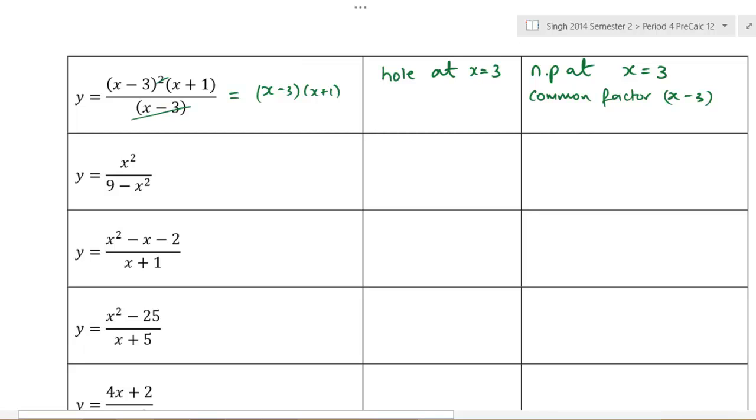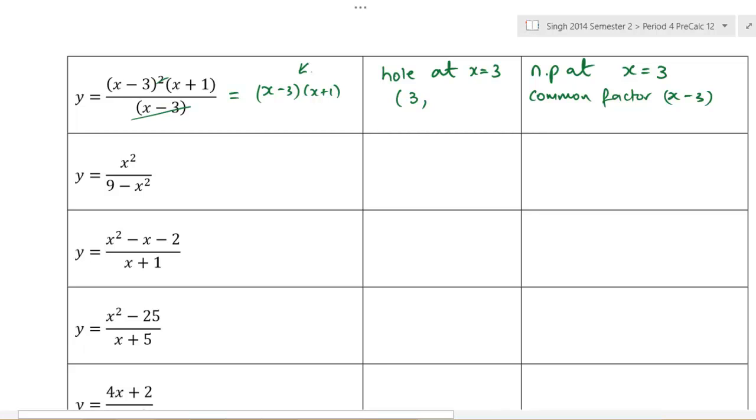Alright, one other thing that I need now. Once I know that the hole happens at x equals 3, I also want to identify the coordinate of that hole. So I know that the x value of that hole is going to be 3. I also want to figure out the y value. Now if I plug in x equals 3 into the original function, I'm going to get something over undefined. So I'm not going to do that.